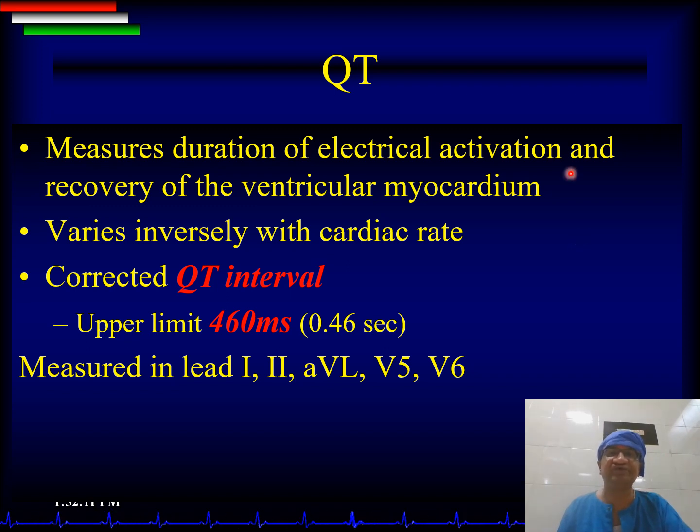QT measures the duration of electrical activation. QT and electrical activation vary inversely with cardiac rate. Corrected QT interval, the upper limit is 460 milliseconds. Normal is 400 milliseconds.